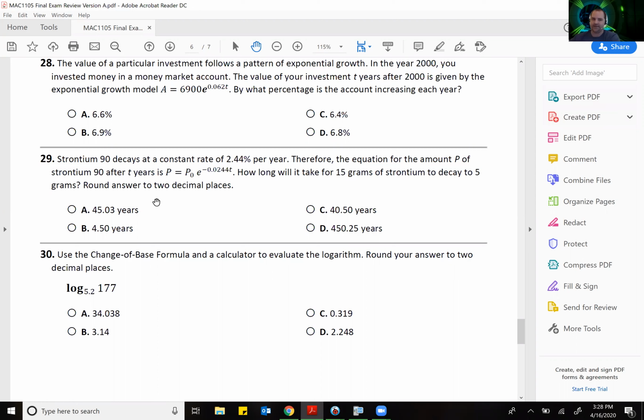So we've got this equation that I'm writing down on my piece of paper right now. All right. They have told us these two values. We're going to be looking for T. So it says, how long will it take 15 grams? So that is our P of 0, because this first number in front of e is your initial amount. Like up here, your initial amount was $6,900 that we put into the money market account. Okay. So down here, this P of 0, that's our initial amount.